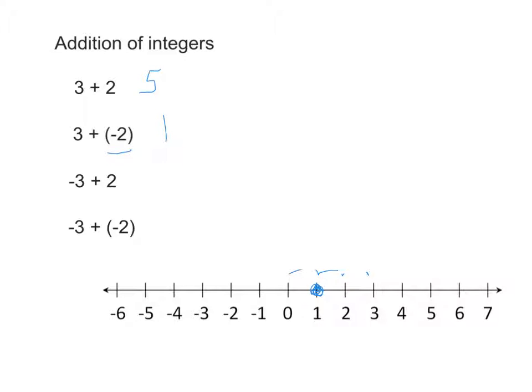All right, for the next one, let's look at -3 plus 2, so starting with a negative number. If I start with a negative, I'm going to be down here at -3. But then I add +2, so that's moving to the right 2 units. And I end up at -1.